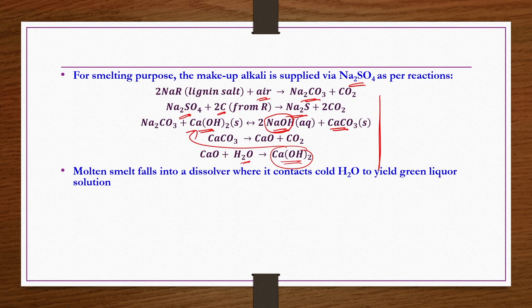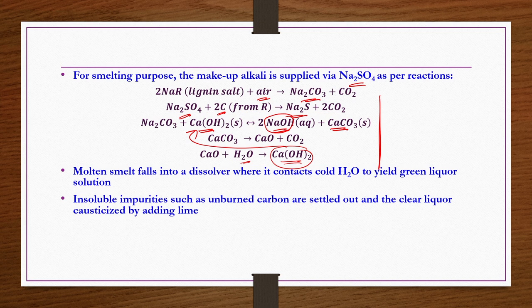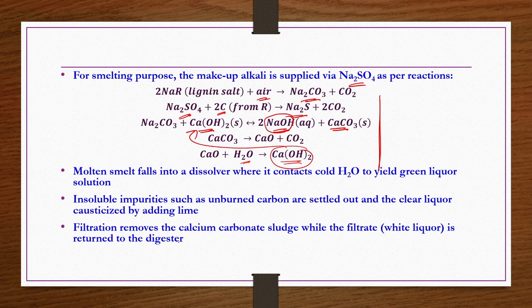Molten smelt falls into a dissolver where it contacts cold H2O to yield green liquor solution. Insoluble impurities such as unburned carbon are settled out, and the clear liquor is causticized by adding lime. Filtration removes the calcium carbonate sludge, while the filtrate, white liquor, is returned to the digester so that digestion may be facilitated in the continuous digestion section. Carbonate sludge is calcined to lime for recycling. This is about the recovery also.